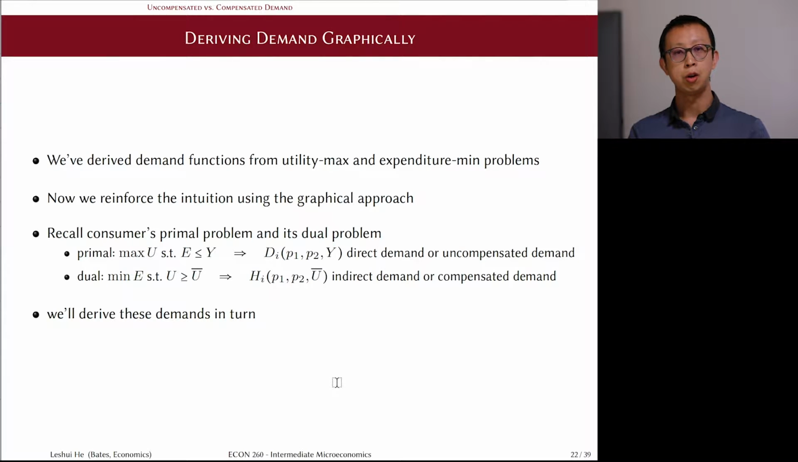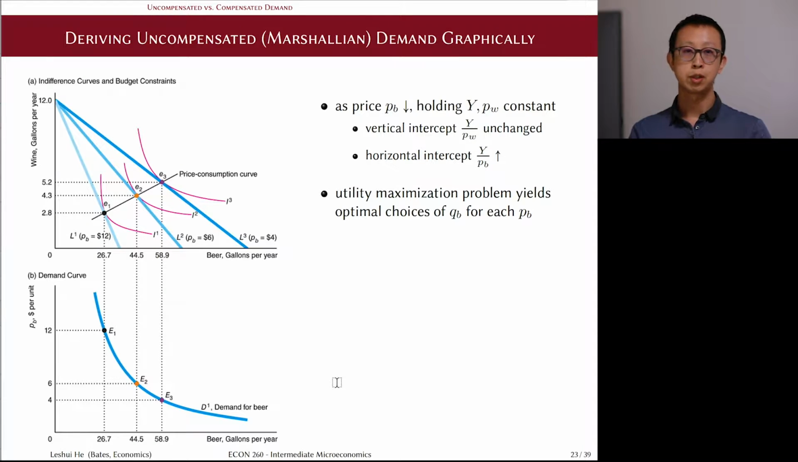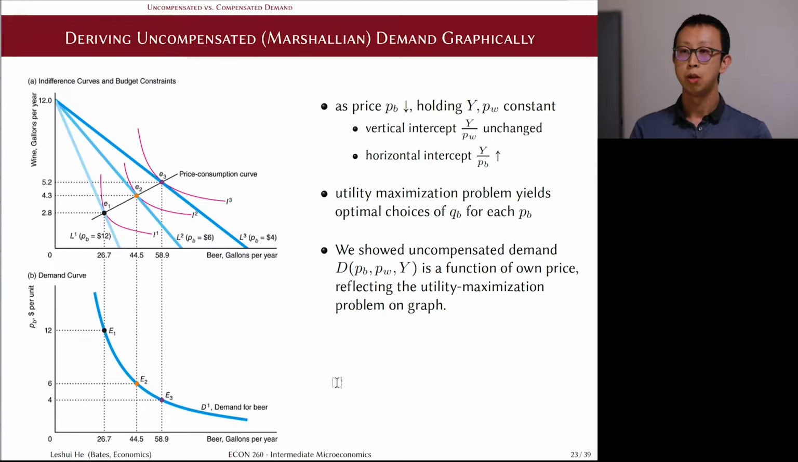We did the hard labor previously and derived these demand functions algebraically. To strengthen the intuition, we'll now look at how the derivation works graphically. The Marshallian demand is the result of the utility maximization problem. From the algebraic solutions we derived before, we know that the Marshallian demand is a function of its own price, so we would be able to plot it on a graph.